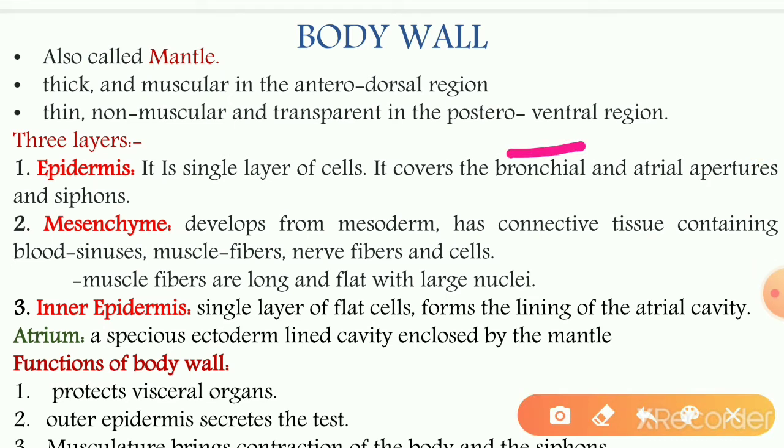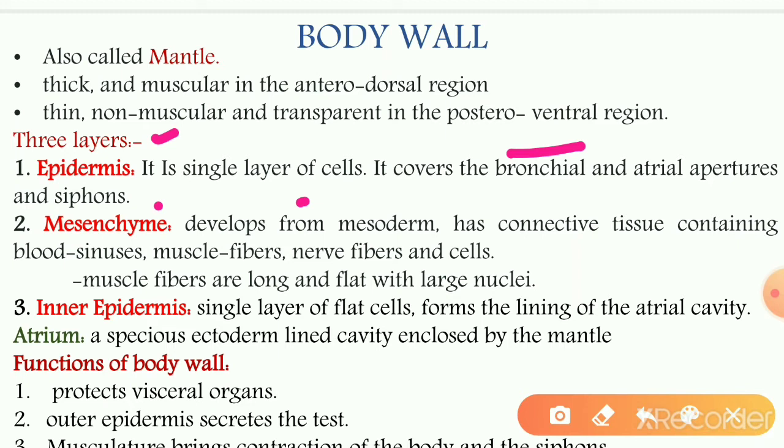And it comprises three layers. The first layer is the epidermis. It is a single layer of cells, and it generally covers the branchial and atrial apertures and siphons. Means the epidermis is present on the branchial and atrial apertures and their siphons.